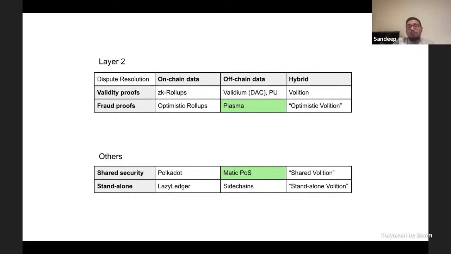So what we want to eventually build is, and in some form, the Matic POS, because it works using a validation layer. If you want to go deep into that, maybe we can talk offline, that there is a sort of a beacon chain, and on top of which the Polygon commit chains work.